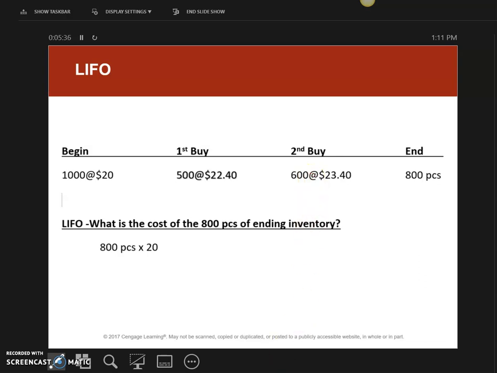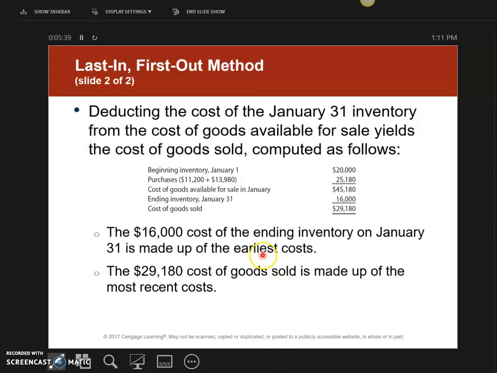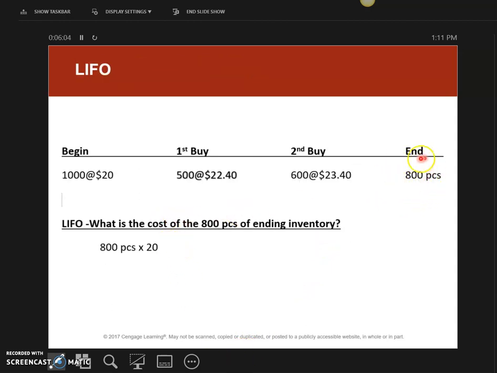Hopefully you're able to follow this. If I want to know the cost of goods sold, here's my total, $45,180, the total cost of all my goods, minus the ending inventory of $16,000, which is what we just got, the 800 pieces at $20. So here's my cost of goods sold. For LIFO, let's go back one slide. To find the cost of the ending inventory, I'm going to start pulling the inventory from here. When I was doing FIFO, I would start pulling the cost of the inventory from here. So just know you're going in different directions.